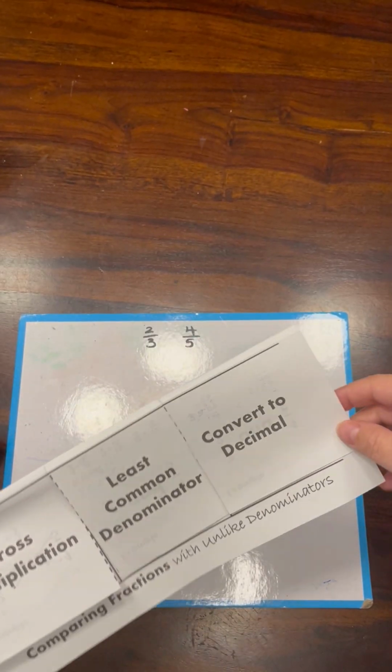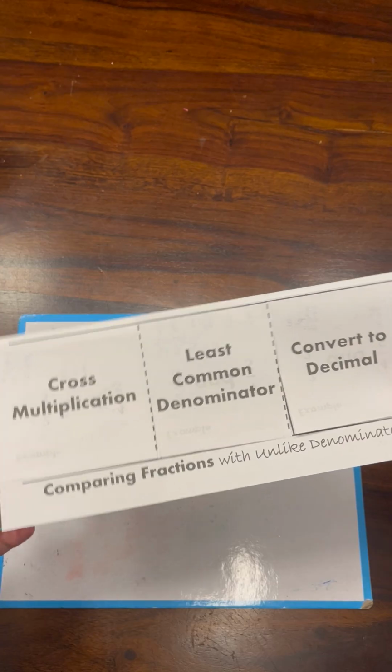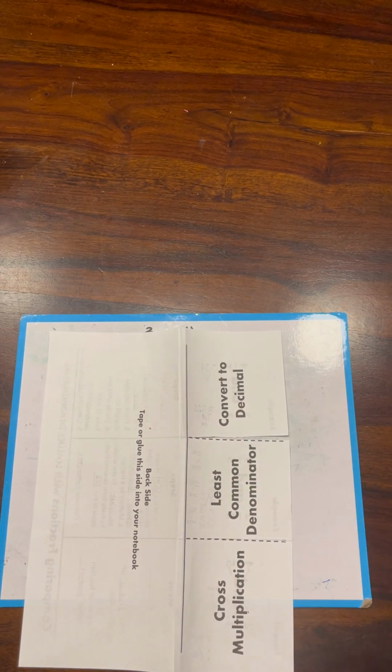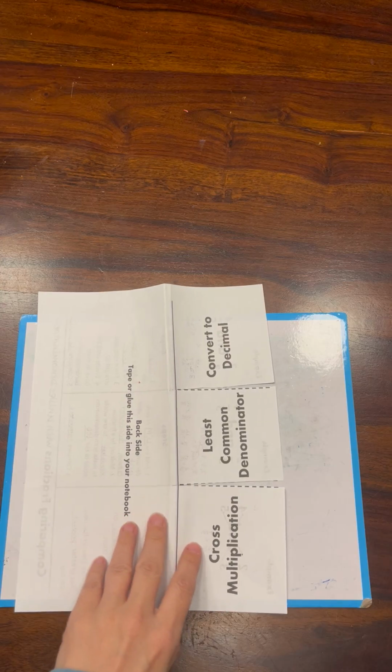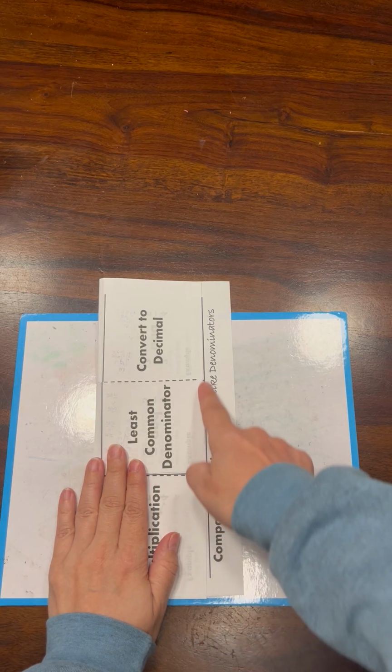Hi friends, today we're going to be working on comparing fractions with unlike denominators. You're going to use this foldable that you were given. You came home looking like this, all right? And what you're going to want to do is fold it hot dog style, but slightly off center so that when you fold it over, it aligns with this side.